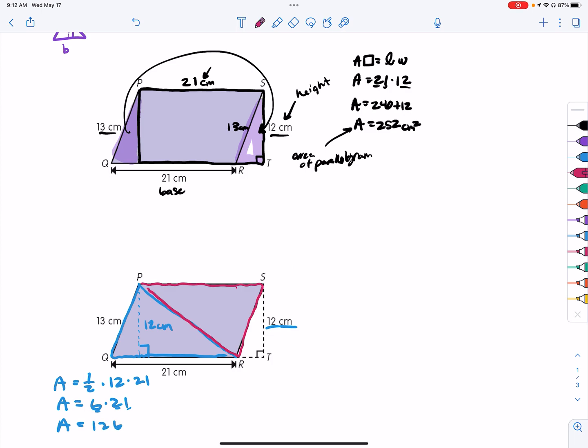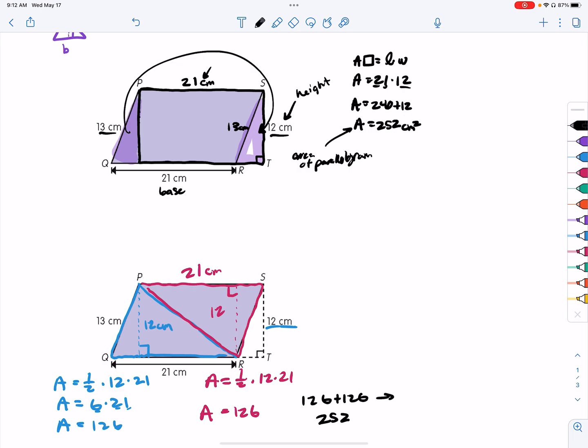For the red triangle, it has the same height of 12 and the same base of 21. Oh, interesting. So it's going to be the same 1/2 of 12 times 21, and we just did that math, that it's 126. So if we have those two areas, we can add them together, or we could multiply by 2, because 126 plus 126 is 252, but this is the same as 126 times 2. So we got 252 square centimeters, which is the same thing that we got when we solved it the first time. That's a party. That seems good.